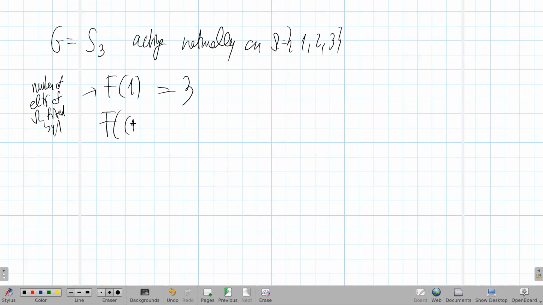What's the number of elements fixed by 1, 2, 3? We only need to check an element per conjugacy class. Of course, 0, because 1, 2, 3 doesn't fix anything. What's the number of elements fixed by 1, 2? Well, 1, because this element moves 1 and 2 and only fixes 3. And we'll see that these are the values of a certain character, which is not irreducible, because we had seen that S3 has only irreducible characters of degree 1 and 2. But we'll see how we will be able, from this character, to obtain the other character 2, minus 1, 0.